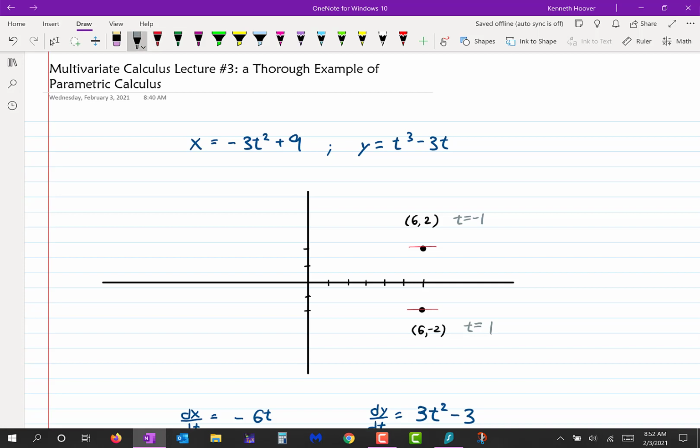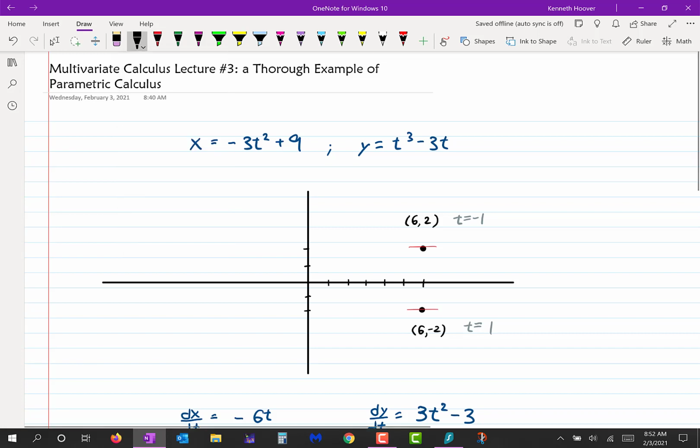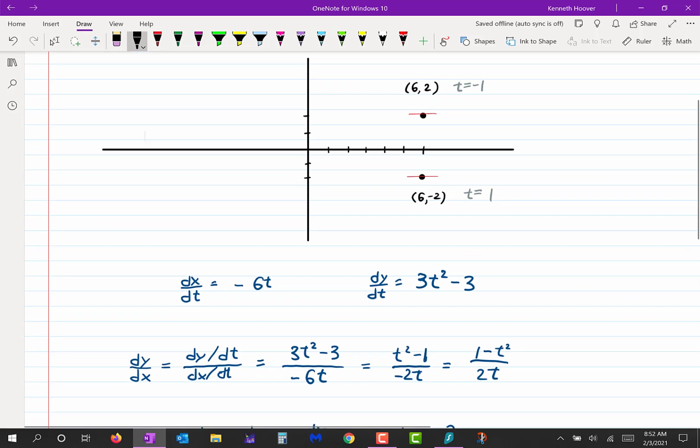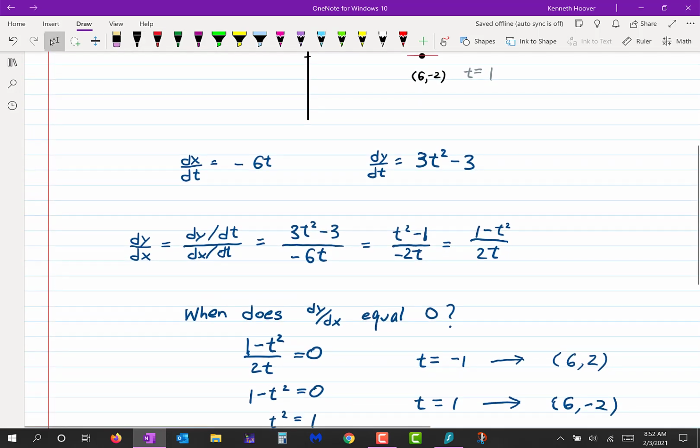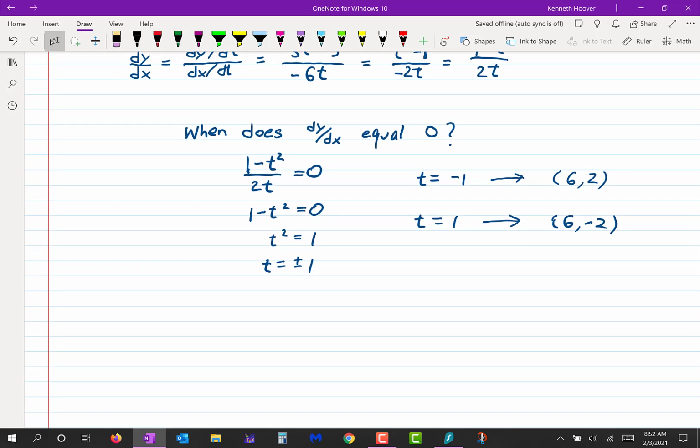Okay, now let's look at what else you can use the first derivative for. What I like to do is write down any place where the first derivative is undefined. Because what does that tell you? The tangent line has an undefined slope, which would tell you that the tangent line is vertical, right? So that's the next question.